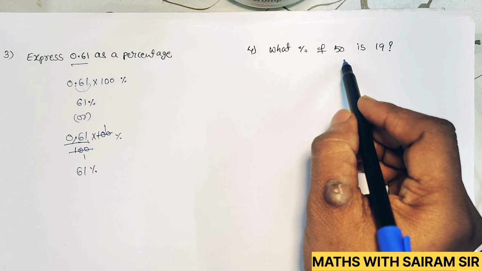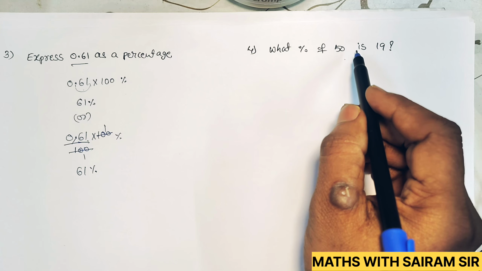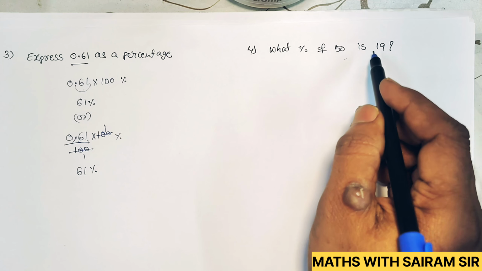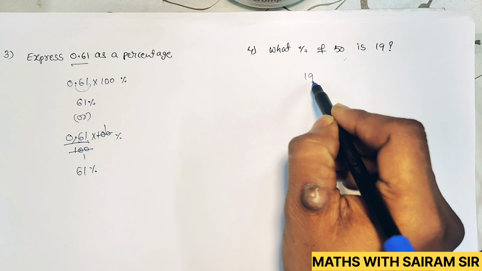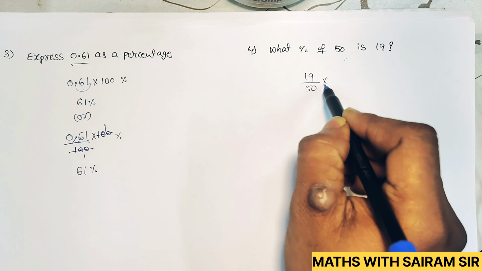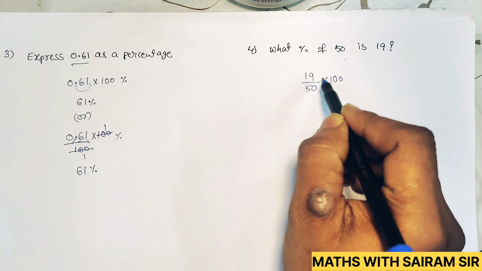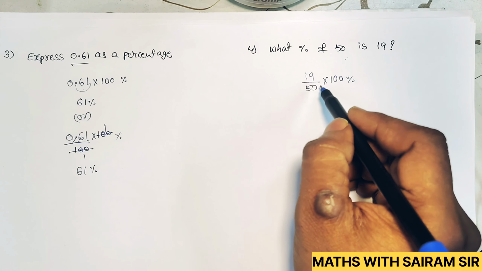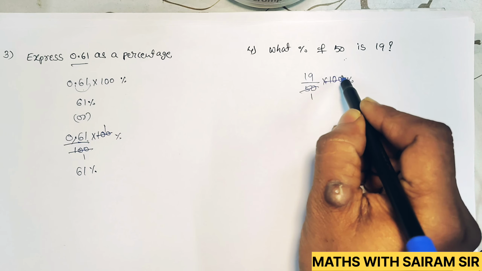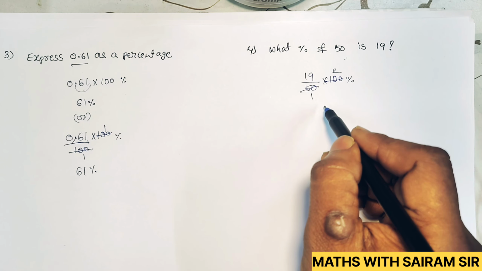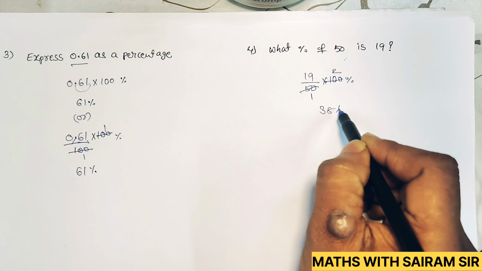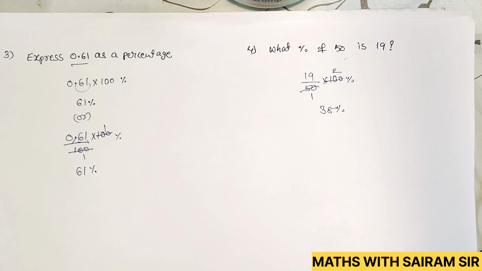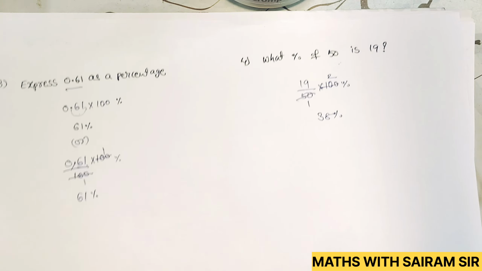What percentage of 50 is 19? That means out of 50, 19 is how much percentage? That means 19 out of 50 into 100. To convert this fraction into percentage we should multiply it by 100 and take a percentage symbol. So 5 ones are 5, 5 twos are 10, so 19 twos, that is 38%. So 38% of 50 is 19. Now let us see this next question.